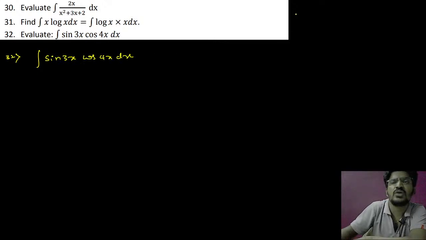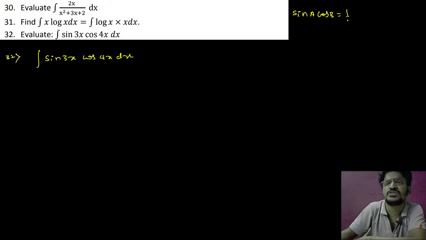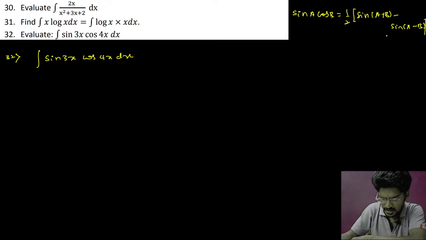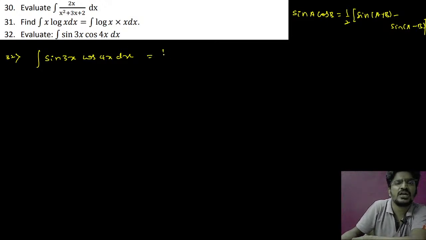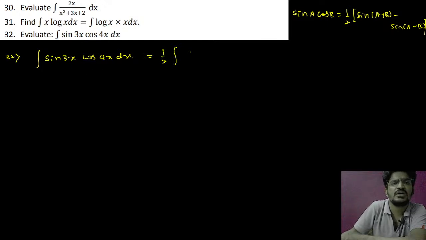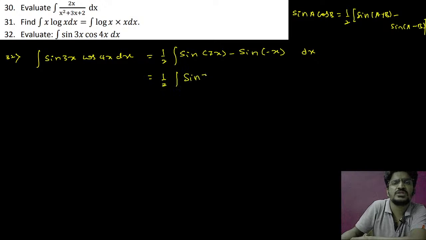Here you have to apply the sine a into cos b formula, that is 1 by 2 into sine of a plus b plus sine of a minus b. So you have to apply that rule. That will be integration of 1 by 2, I will take outside, sine of 3x plus 4x is 7x, plus sine of 3x minus 4x is minus x, with respect to dx. So this is going to be 1 by 2 into sine of 7x, minus into minus is plus sine x, with respect to dx.